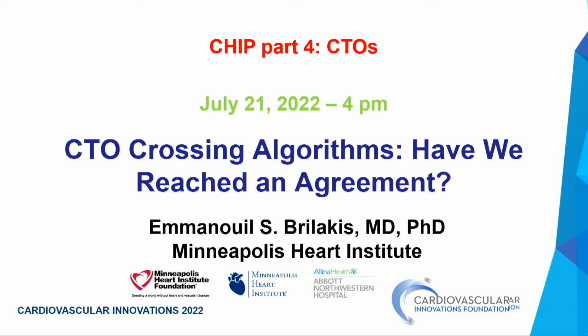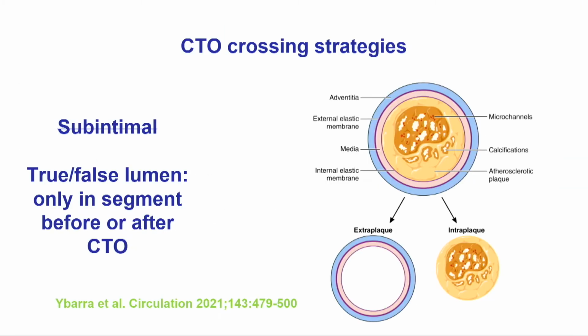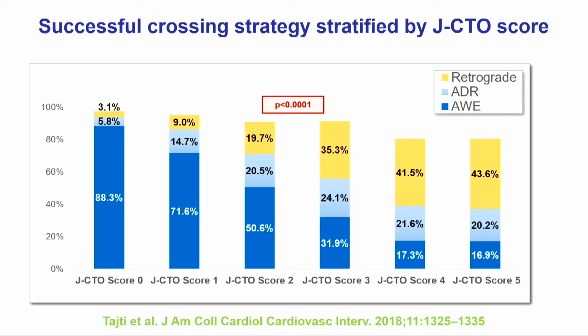But in any case, I guess you were stuck with me. So this was Ashish's talk, which was about CTO crossing algorithms. He has reached an agreement, and this is something you already heard from people. As you know, we do have new nomenclature now with the CTR document. We call them extraplaque, not subintimal anymore. And we do have 4 ways to cross a lesion. There are 2 antegrade: wiring and antegrade dissection reentry, and the same thing for retrograde: wiring and retrograde dissection reentry.